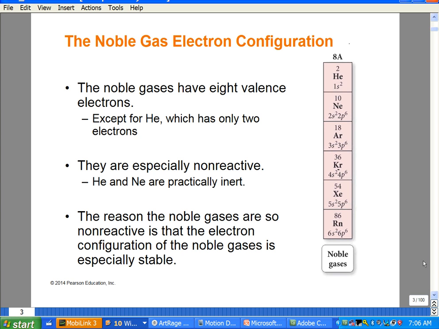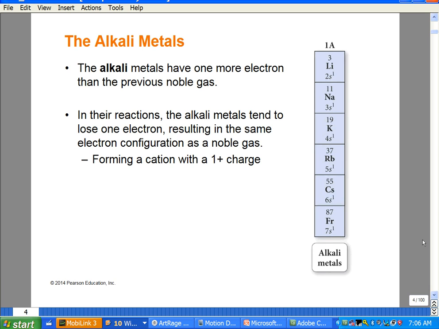The noble gases have 8 valence electrons, and this makes them especially non-reactive because the shell is completely filled in their valence. Their valence shell is completely filled. So that means that there are no unpaired electrons available to participate in any types of reactions, so they're particularly non-reactive. And the alkali metals are another group that have some very predictable properties.